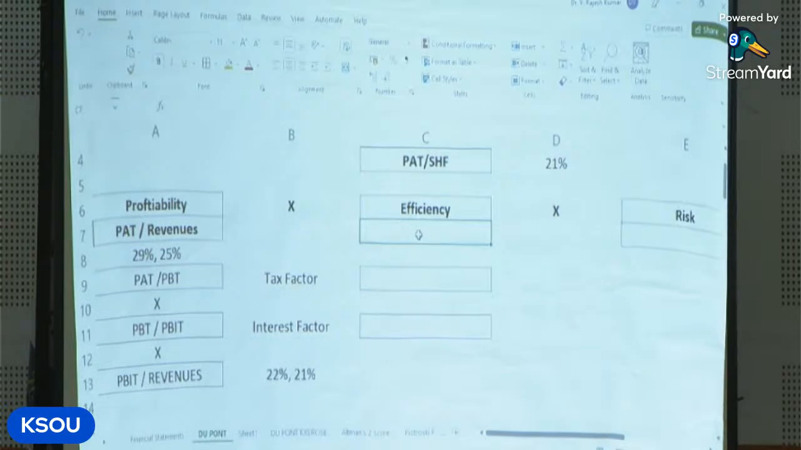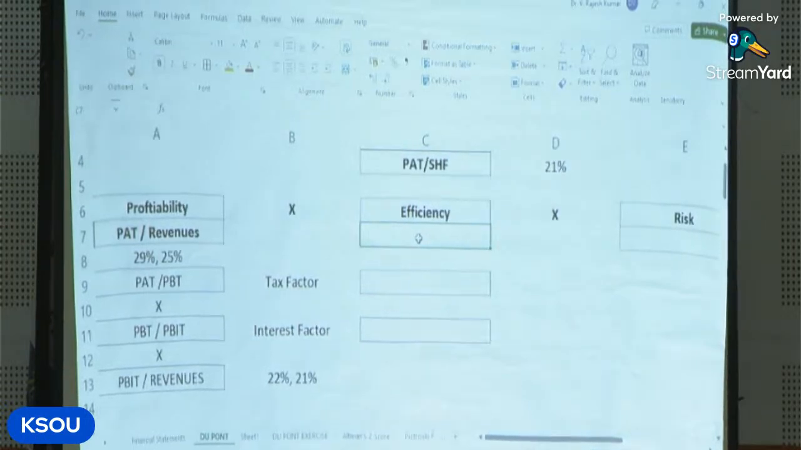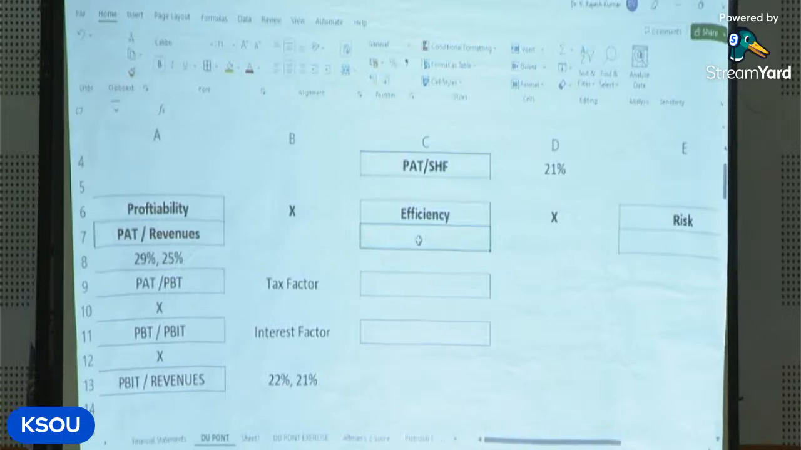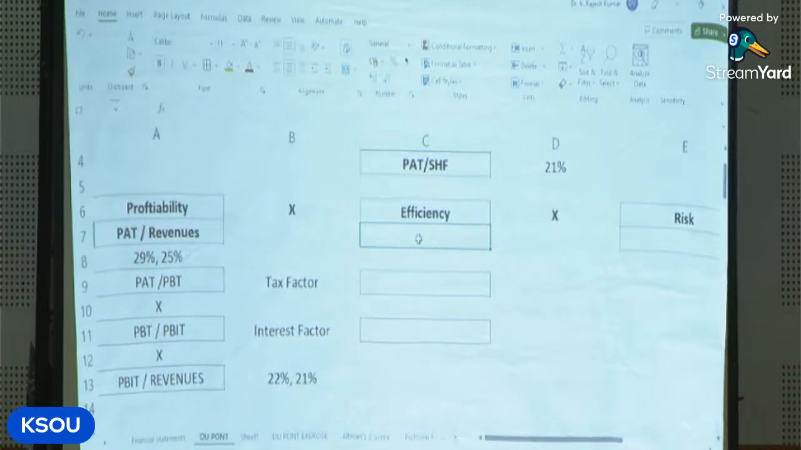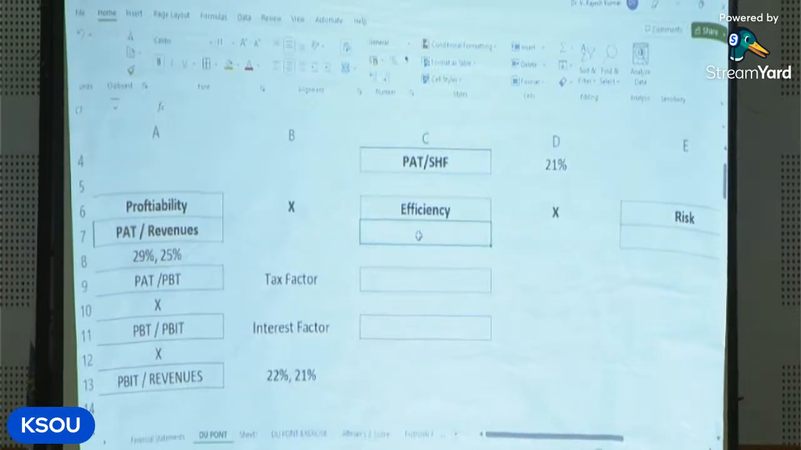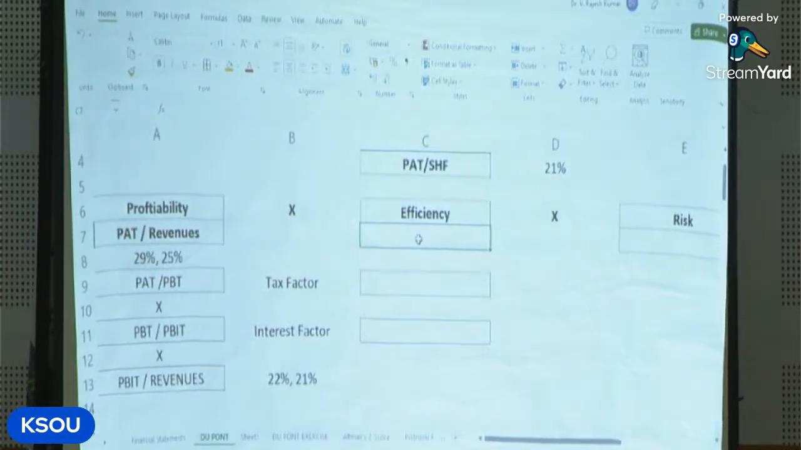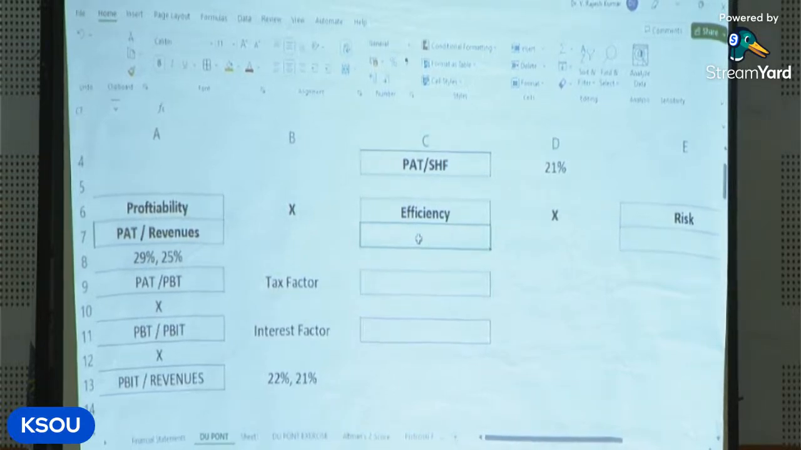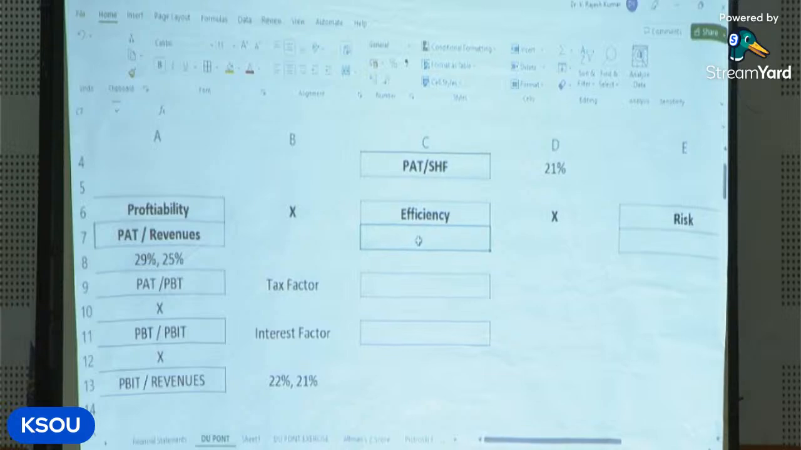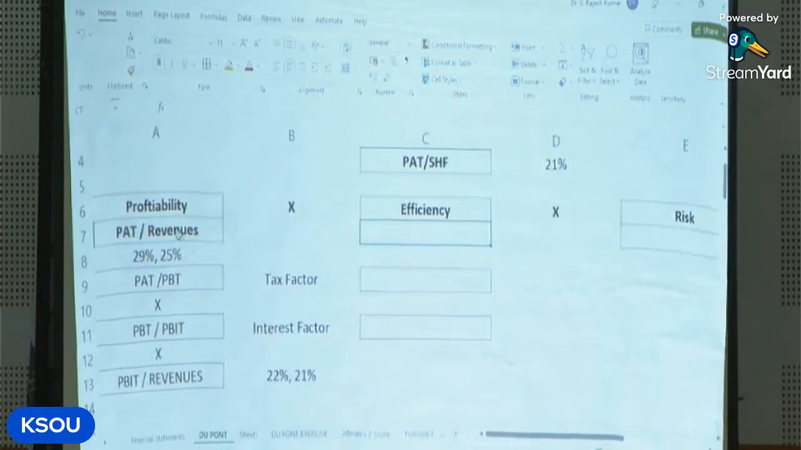The next one is very interesting. One more reason for change in ROE is efficiency of what? Efficiency of resources, or efficiency of our assets. So how efficiently assets are put to use will also have an impact on ROE. Now, how did we measure profitability, sir?